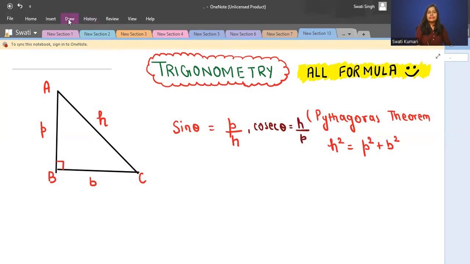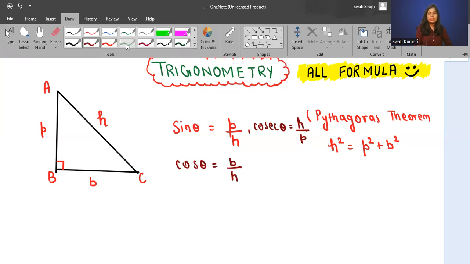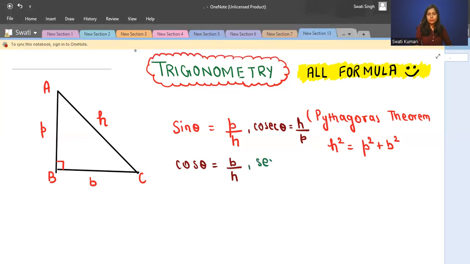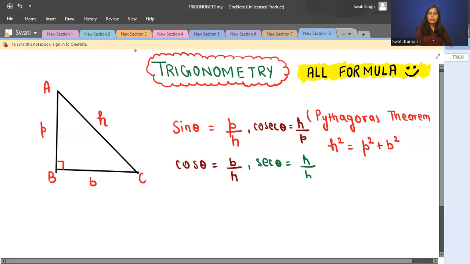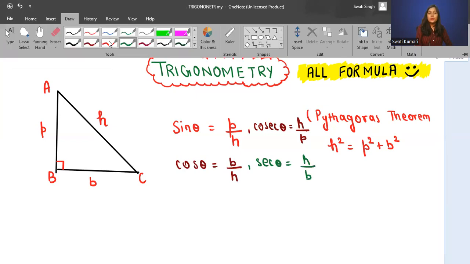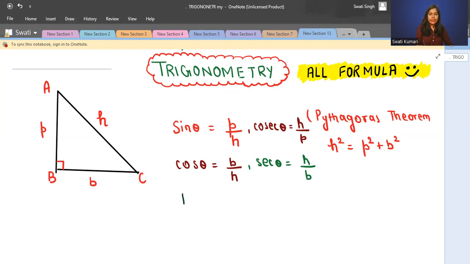Next is cos theta. So let us write down cos theta, and cos theta is base upon hypotenuse. And do you know what's the reciprocal of cos theta? It's sec theta. So let us write down the reciprocal here itself, and this will become hypotenuse upon base. Now, the last one is the tan theta. So let's write down tan theta. And this is perpendicular upon base.